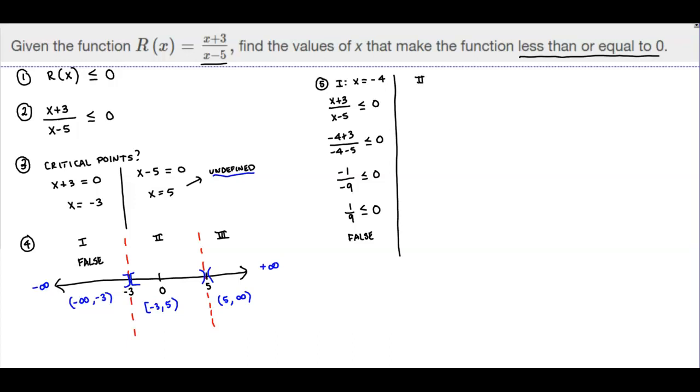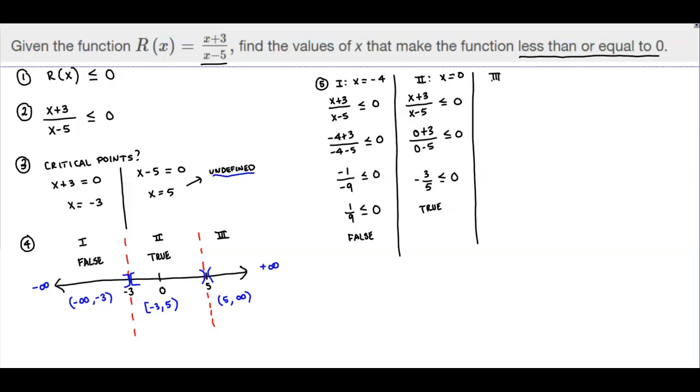Okay, let's take a look at region 2. The easiest number that we can pick is 0. So again, using the expression x plus 3 over x minus 5 to see if it's less than or equal to 0, we have 0 plus 3 over 0 minus 5. Well, that gives us negative 3/5, and that is less than 0. So we can say that it's true for region number 2.